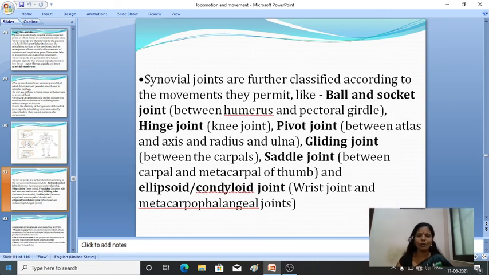Next comes the important part of these joints. Synovial joints are further classified according to the movement they permit, like ball and socket joint. This ball and socket joint is present between the humerus and the pectoral girdle. This is ball and socket joint.